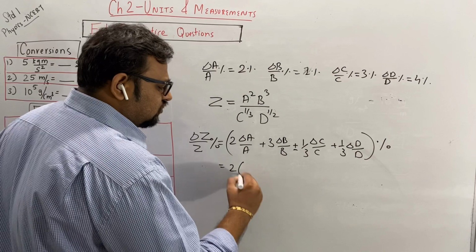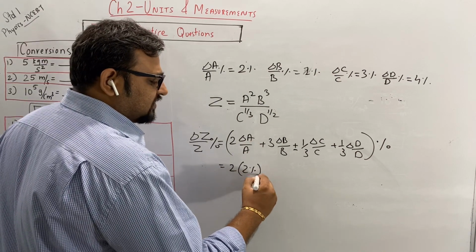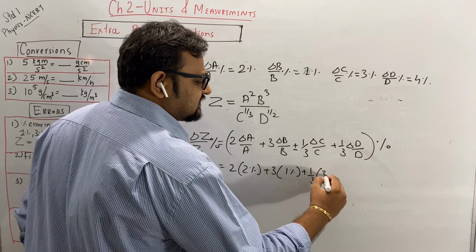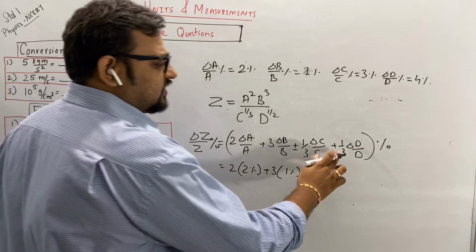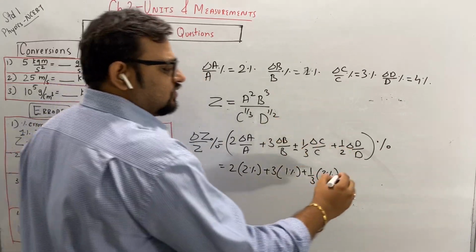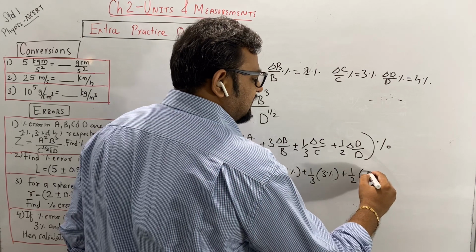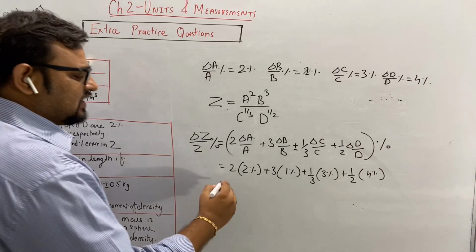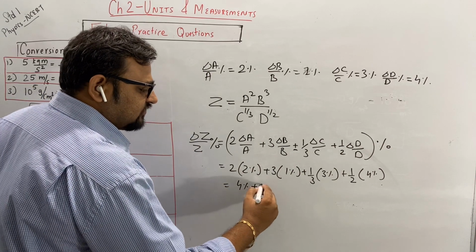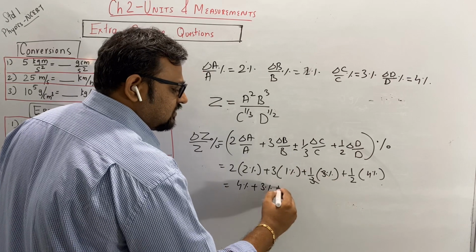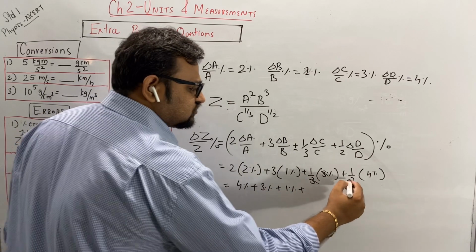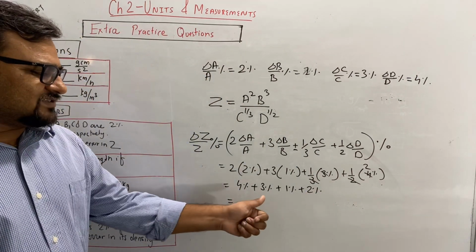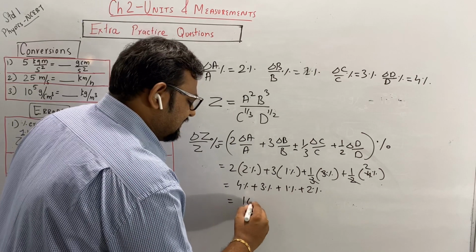Means 2, what is delta A by A? 2%. 3, what is delta B by B? 1%. C, what is delta C by C? 3%. Sorry, here it's 2. My mistake. 1 by 2. And D, what is delta D by D? 4%. See, I'm writing percentage here, so my answer will be directly in percentage error. 2 twos are 4%, 3 ones are 3%, 1 by 3 into 3 gets cancelled, 1%, plus 1 by 2 into 4 is 2%. Okay, so 4, 5, 6, 7, 8, 9, 10, 10%.